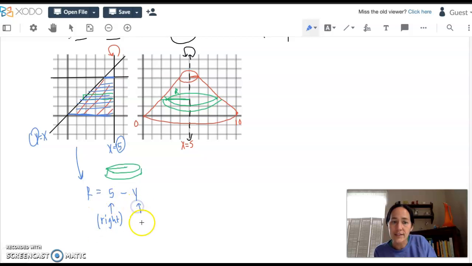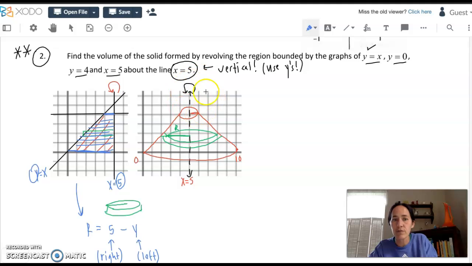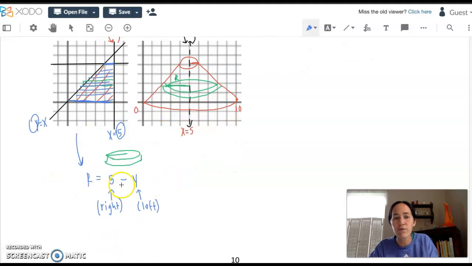And x equals y bounds the region from the left. Notice I could have put 5 minus x here, but I'm thinking about this vertical axis of revolution and that advice that we need to do everything in terms of y's. I don't want to have 5 minus x here. I want to have 5 minus what x equals in terms of y. So 5 minus y should do the trick.